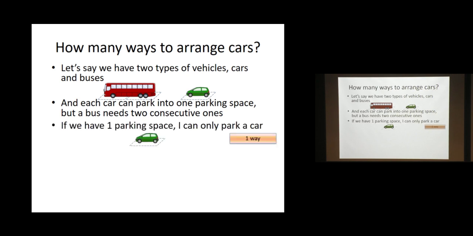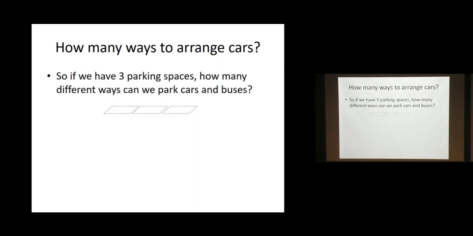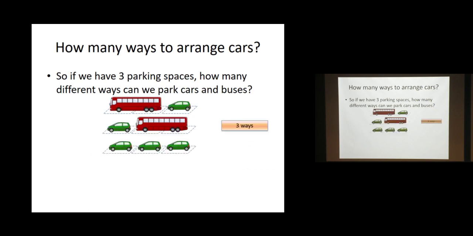Okay, so if we have one parking space, how many vehicles can I park? One car, right? There's only one way. You can only park a car. If I have two spaces, how many vehicles can I park? There are two ways. One is I park a bus. The other way is I park two cars, right? There's no other way. Make sense? If I have three parking spaces, how many different ways can I park the vehicles? Three ways, right? These are the three ways you can park the vehicles. Make sense?